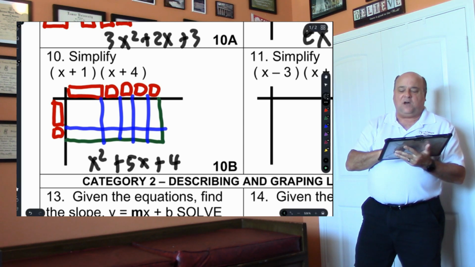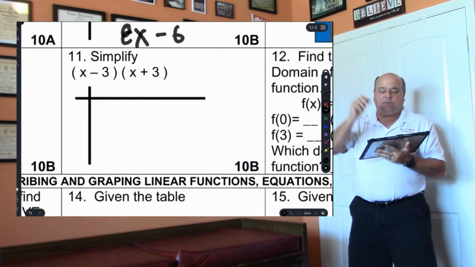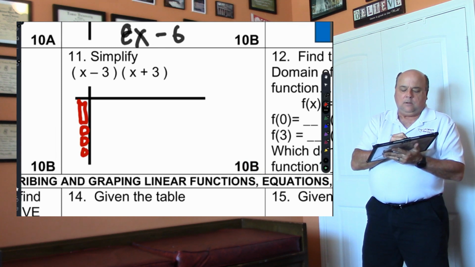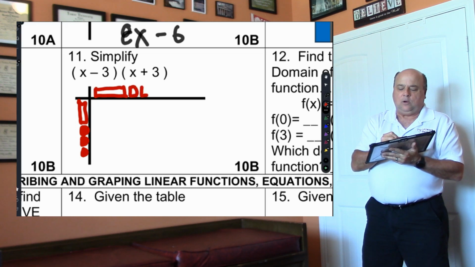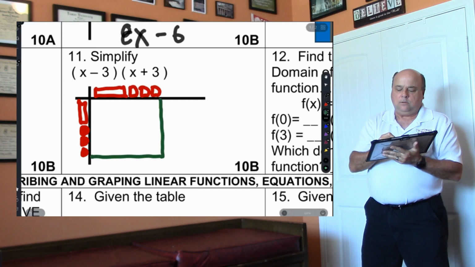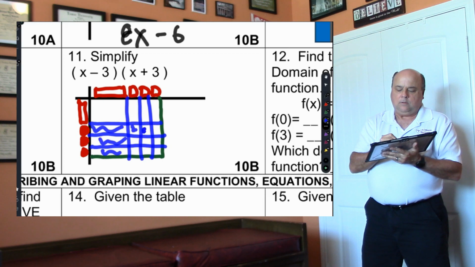Fun, fun, fun. Continue the fun. Let's go to number 11. We got x minus 3 times x plus 3. X minus 3 is going to be shaded down here, and then x plus 3 will be open. And then I'm going to draw my answer rectangle, and then I'm going to slice. These are all going to be shaded down here.